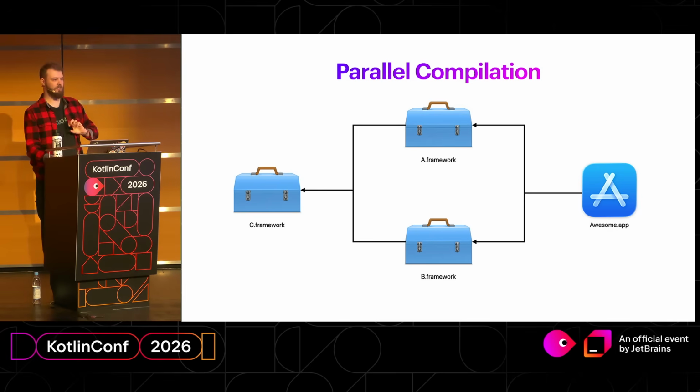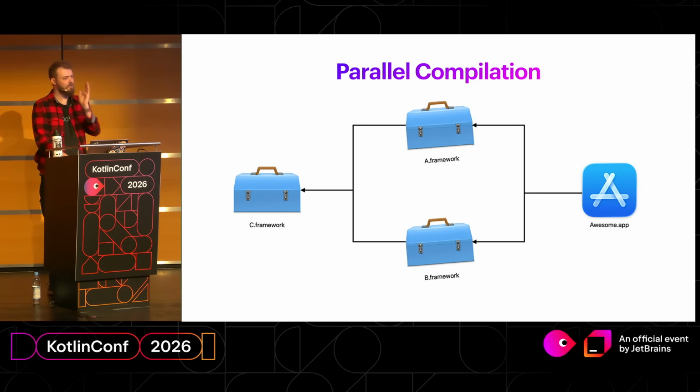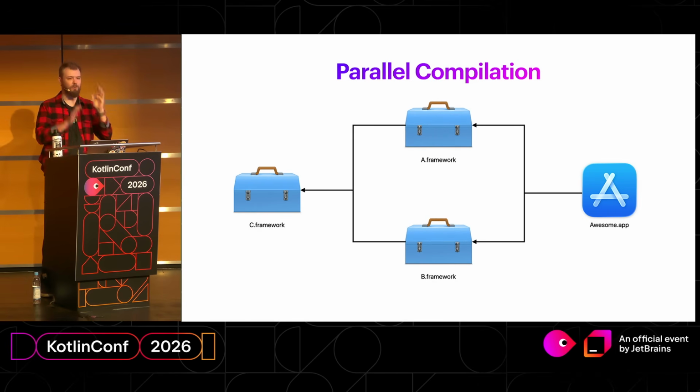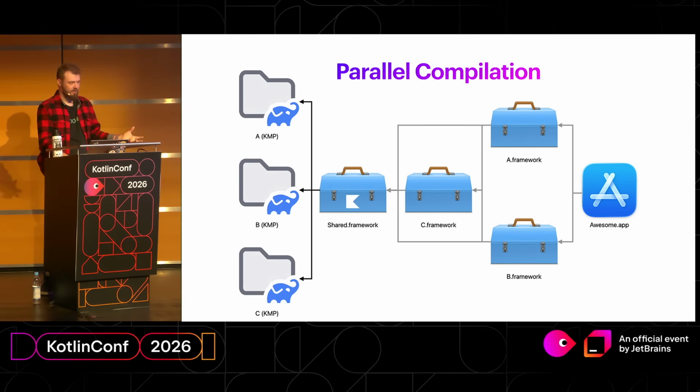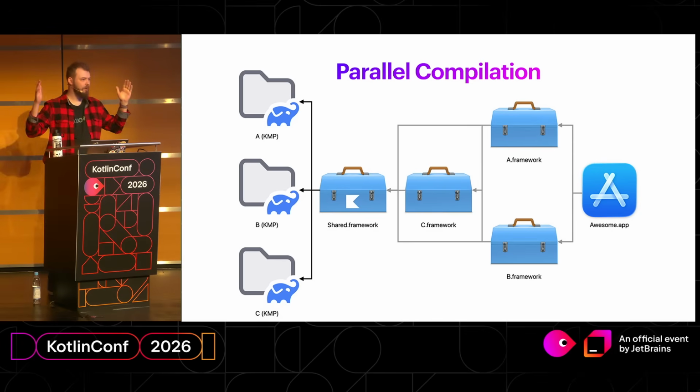The parallel compilation limitation is similar. Right now, if we make any changes in C and run the compilation, we essentially have 3 compilation points: one where we compile C, one where we compile A and B, and then one where we compile the app itself. With KMP again, we can't do that, because we first need to compile all of the KMP, only to start compiling the shared. Then we compile C, then A and B, and then the awesome app. So we made the whole pipeline longer, because we always add to the beginning of it.